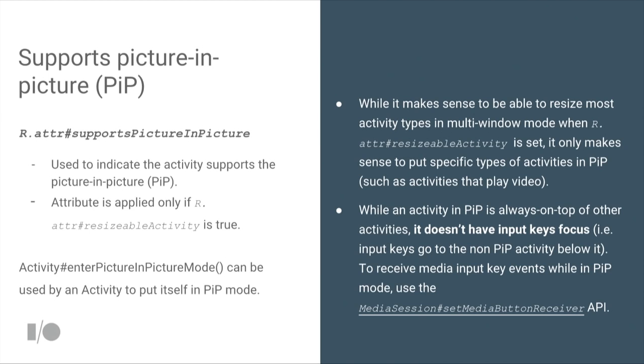So picture-in-picture mode. While it's desirable for most apps to support multi-window mode, it doesn't make sense for all apps to support picture-in-picture mode. For example, you would expect an app like Netflix or YouTube to support picture-in-picture mode, right? But you wouldn't expect an app like Google Docs to support picture-in-picture mode. So to differentiate this form of multi-window mode, we have the support picture-in-picture mode manifest attribute for the app to indicate that it can go into this mode.